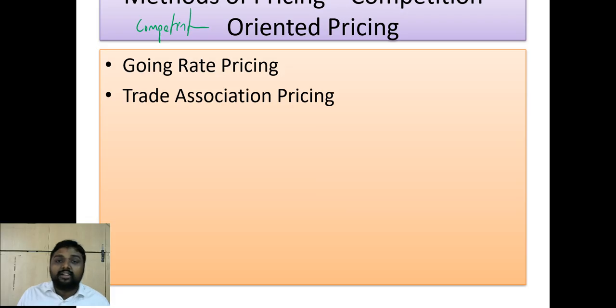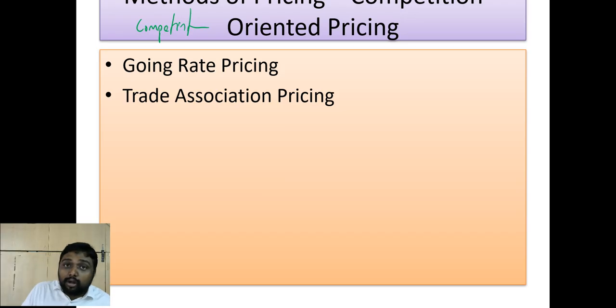Next, trade association pricing. This is seen in petroleum and similar industries. The petroleum companies alone determine the price. While they are meeting, like the Namakkal egg companies and all, they will fix a meeting and decide the pricing.